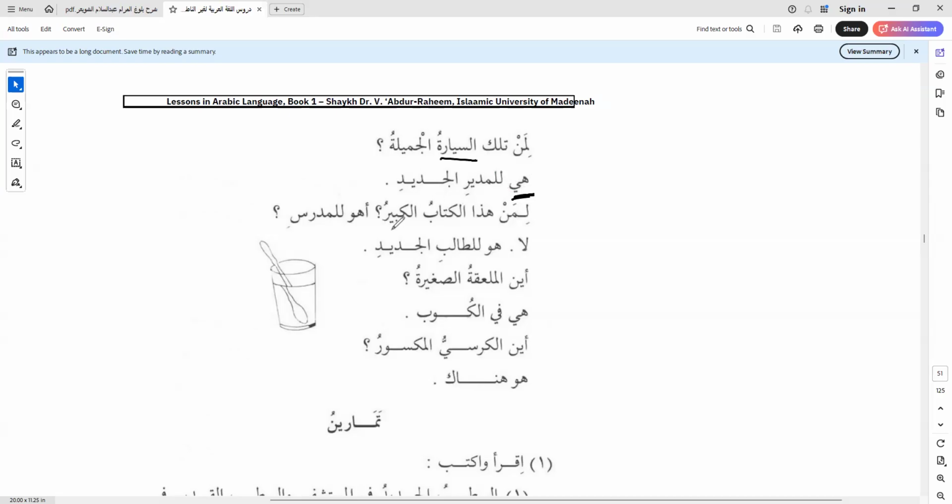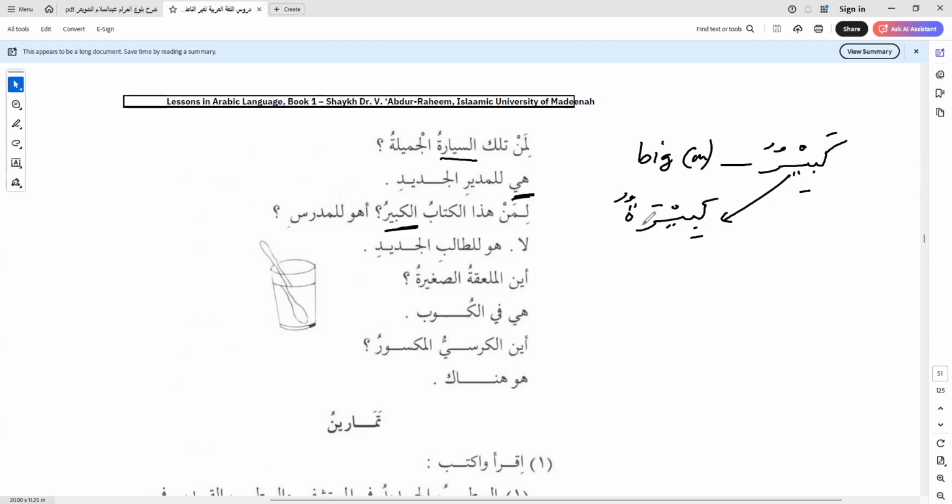لمن هذا الكتاب الكبير? Look at كبير, big. When we say something is كبير, big, this is masculine. And then you need to know this. All Arabic nouns by default are masculine. They are in masculine form, unless you are told otherwise. By default. So if I want to make this feminine, I have to say كبيرة. So I have feminized it.